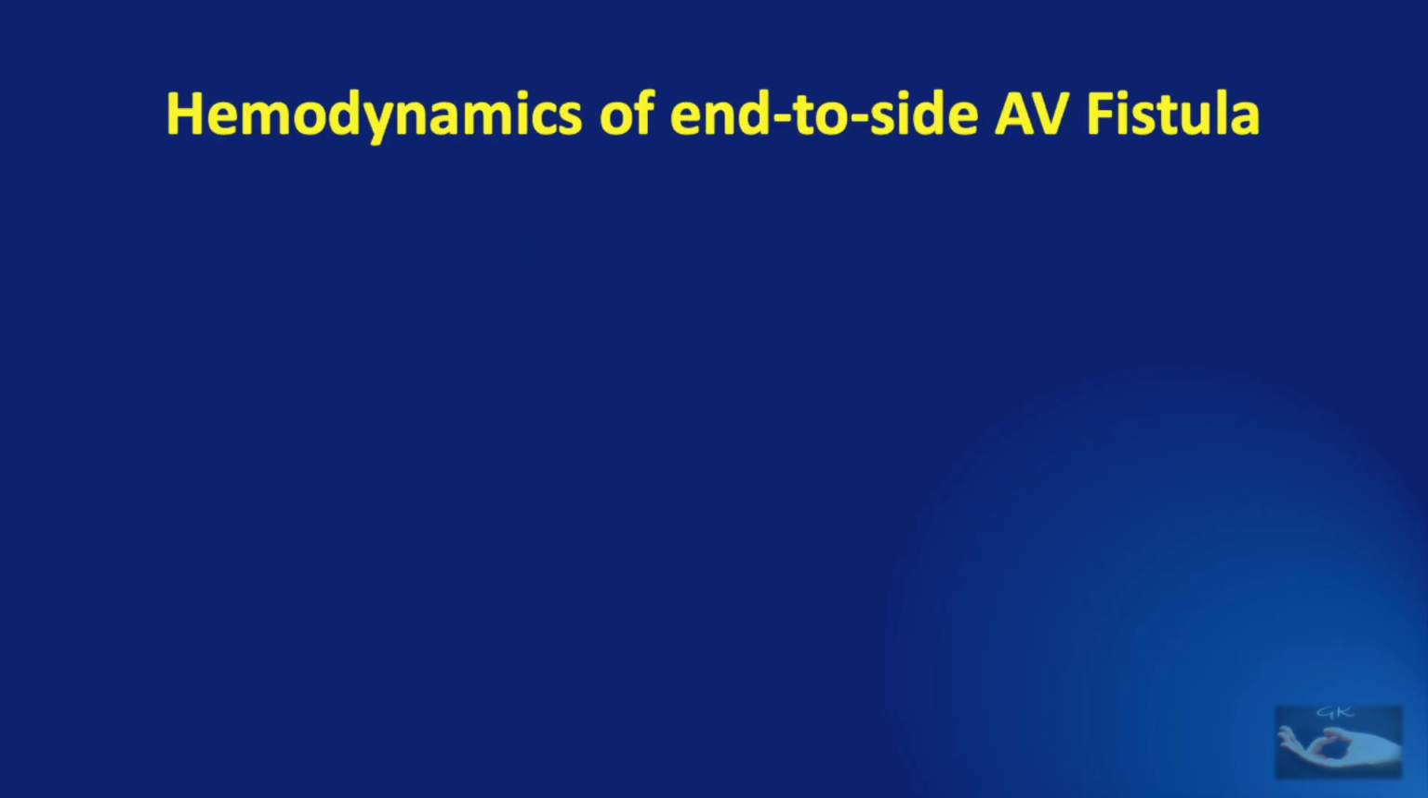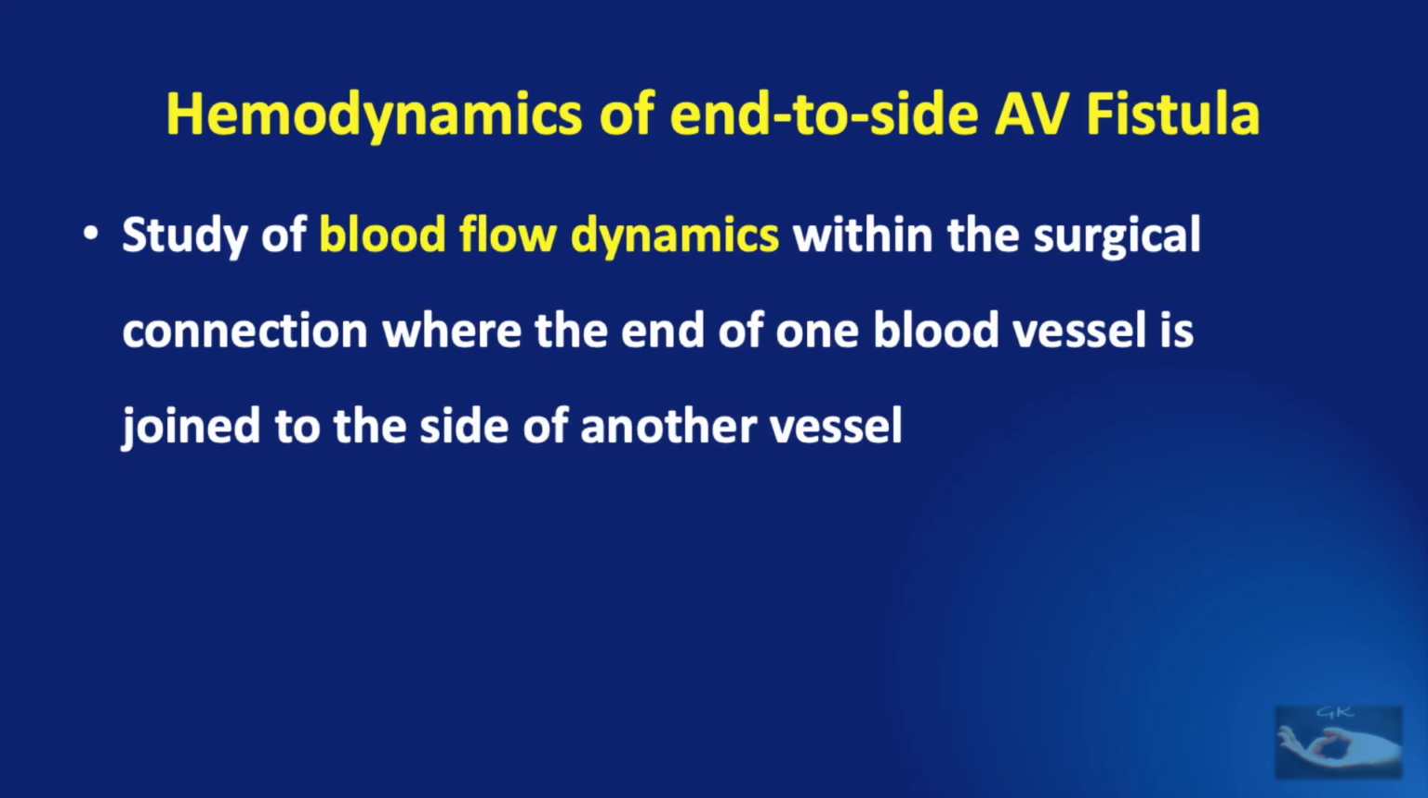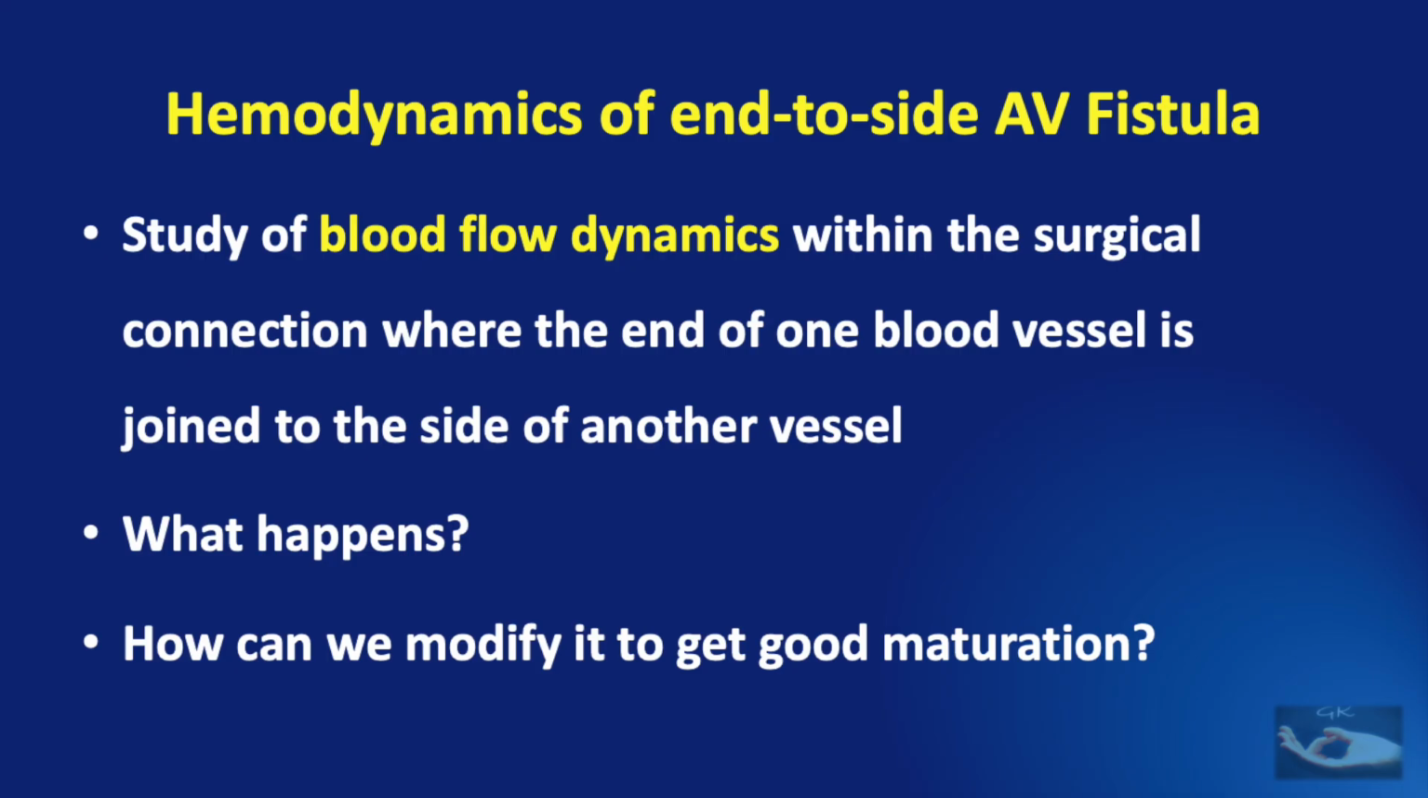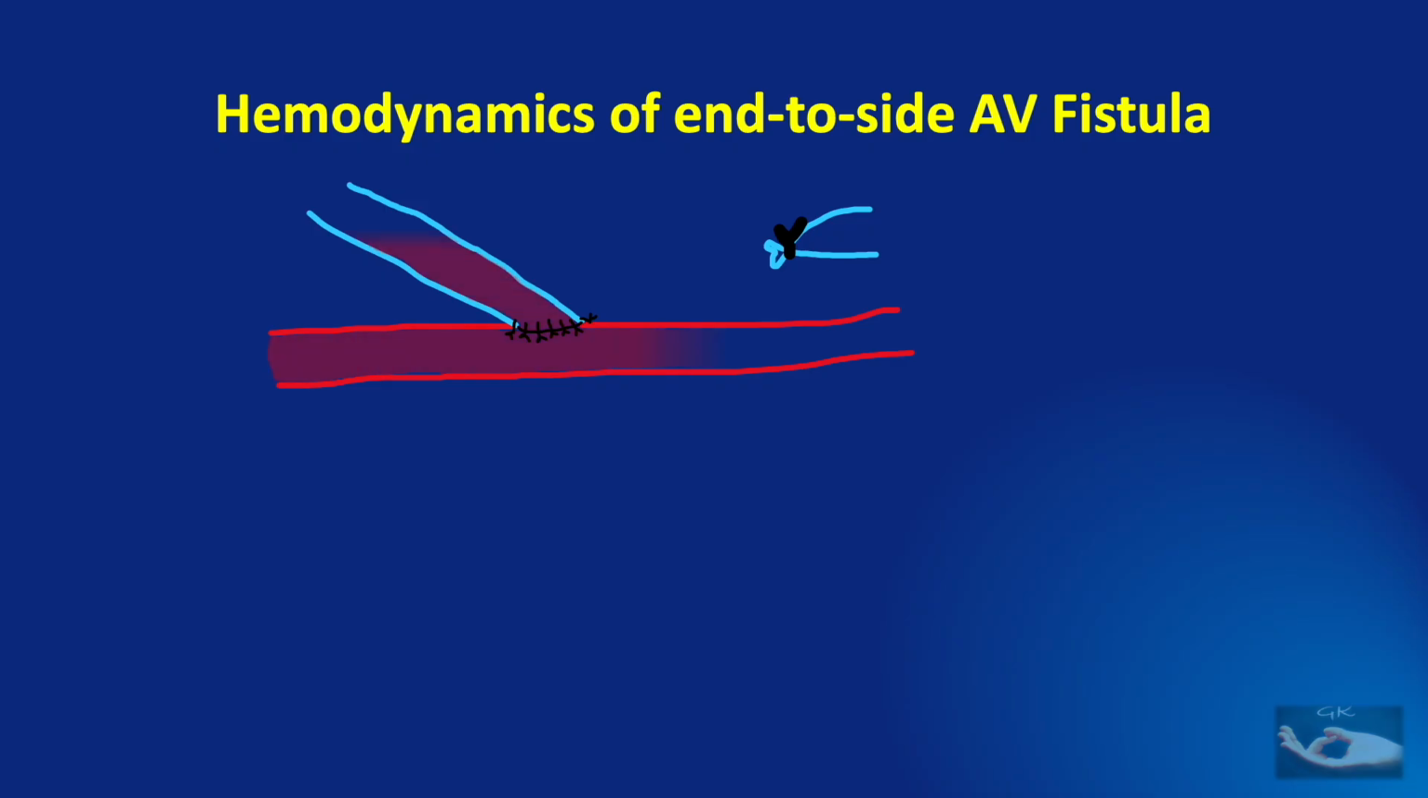The hemodynamics of the end-to-side AV fistula refers to the study of blood flow dynamics within the surgical connection where the end of one blood vessel, here the vein, is joined to the side of another vessel, here the artery. When this procedure is done, what happens and how can we modify it to get a good maturation that we have seen so far? When a vein has been connected to the artery in the end-to-side fashion like this, there is a change in the direction of the blood flow.